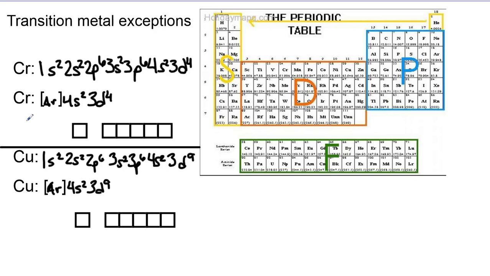Based on what you've learned thus far, you would have written out your configurations like this. Your noble gas for your shorthand is going to be argon for both of these, and chromium would end with 4s2, 3d4, whereas copper is argon 4s2, 3d9. If we were showing the orbital diagrams using shorthand to save time, we'd be labeling the 4s sublevel and the 3d sublevel. Remembering our rule of SPDF 1357, that's why the d sublevel here has 5 boxes.